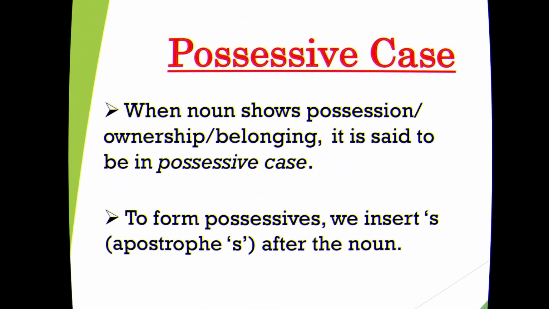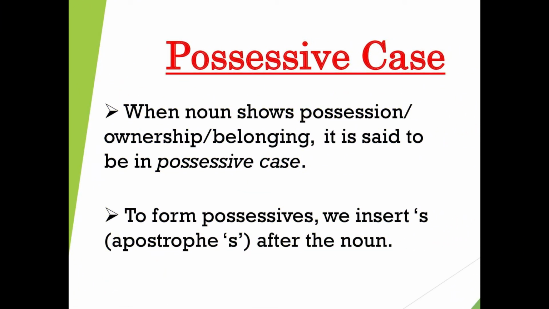Now comes the third case, which is possessive case. Now what is possessive case, or when a noun is said to be in possessive case? Let's take a look. When noun shows possession, ownership, or belonging, it is said to be in possessive case. Whenever you are showing that this noun owns another noun, to show this, we use apostrophe s with the noun, then the noun is said to be in possessive case.